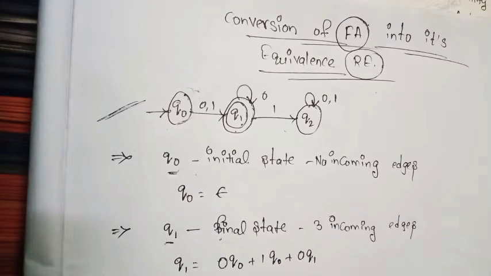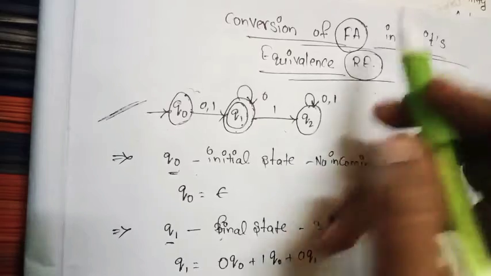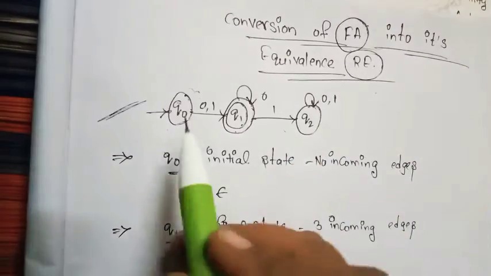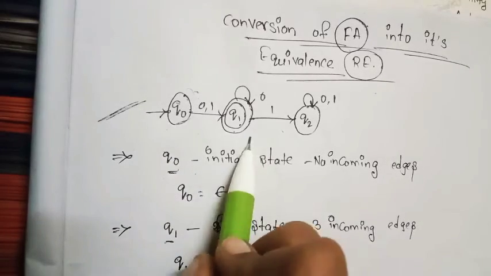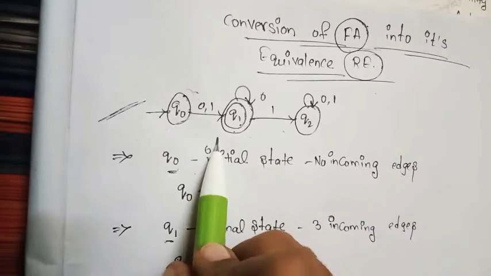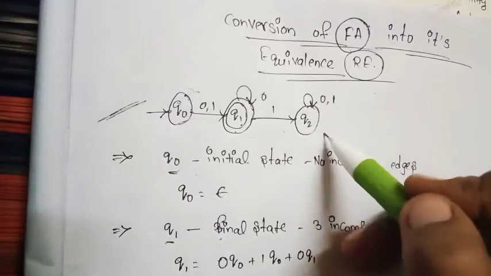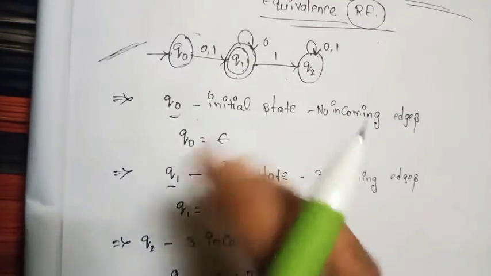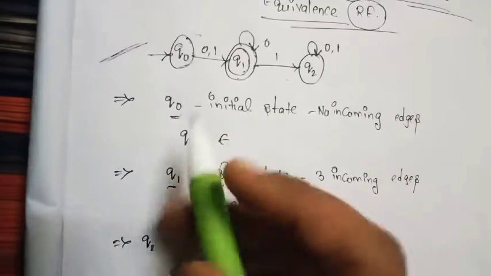Converting a finite automaton into its equivalent regular expression. This is the finite automaton given in the question, and we need to convert it into a regular expression. The first step is to note down the equation for q naught.